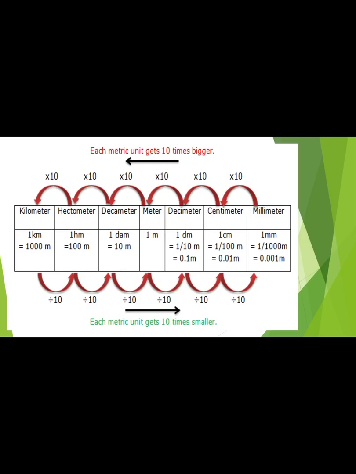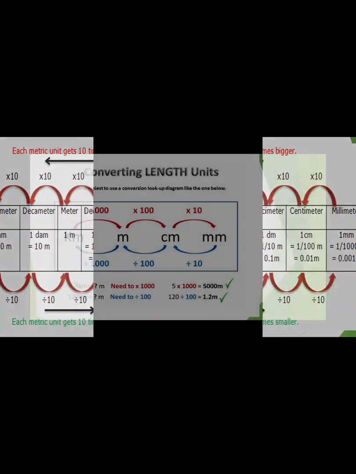But when you go from bigger unit to smaller unit, you have to multiply. But when you go from the smaller unit to bigger unit, you have to divide. So millimeter to centimeter is divided by 10, centimeter to decimeter is divided by 10, decimeter to meter is again divided by 10, meter to decameter is divided by 10, decameter to hectometer divided by 10, hectometer to kilometer divided by 10. So this way, from smaller to bigger unit, you have to divide. When you go from bigger unit to smaller unit, you have to multiply.